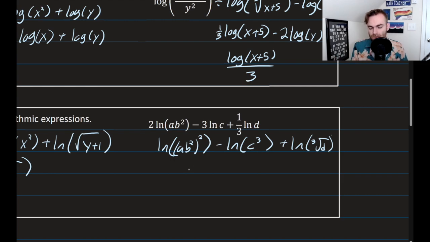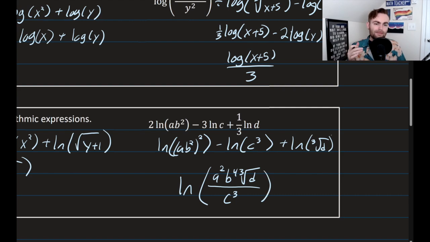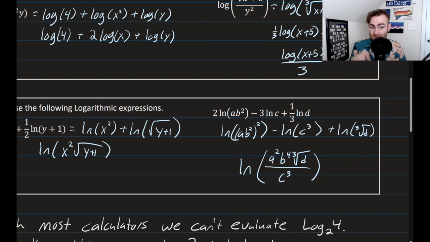But so making this all one logarithm, in the numerator, we're going to have a squared b to the 4th. Subtraction means that the c cubed is going to go into the denominator. Addition means it's going to be in the numerator. So we're going to have that cube root of d. And that is it for condensing and expanding. If you have any questions, make sure you write them down so you can ask them in class.